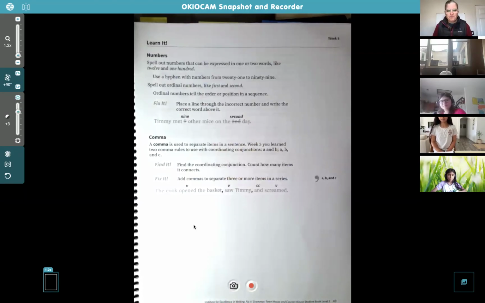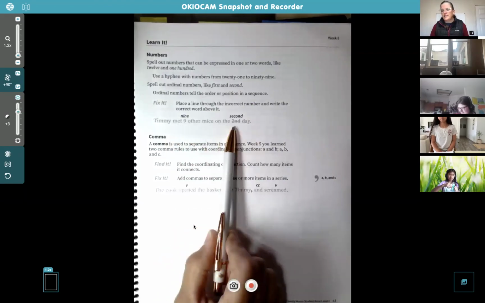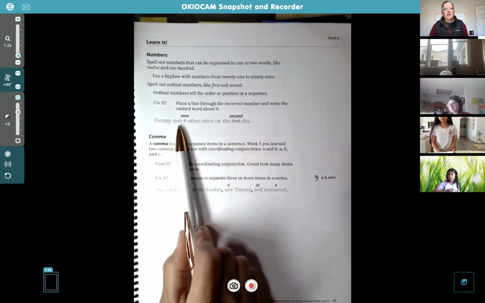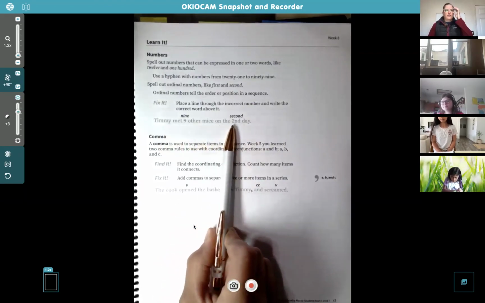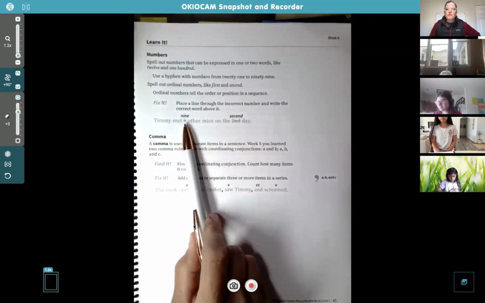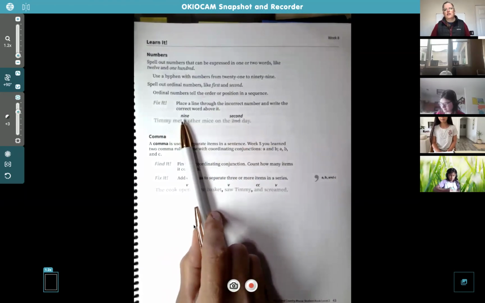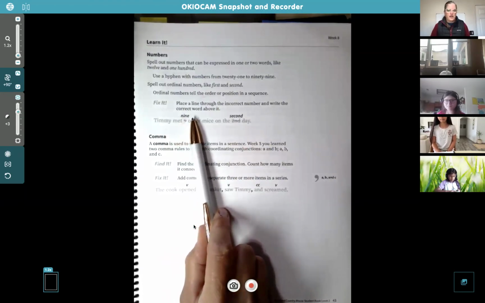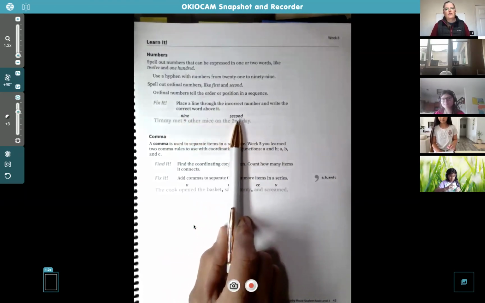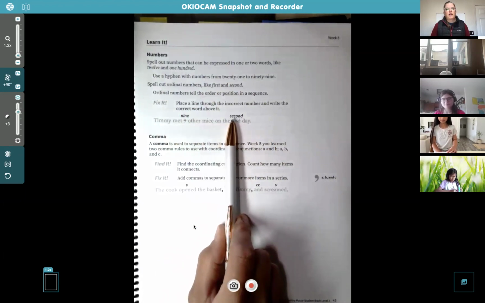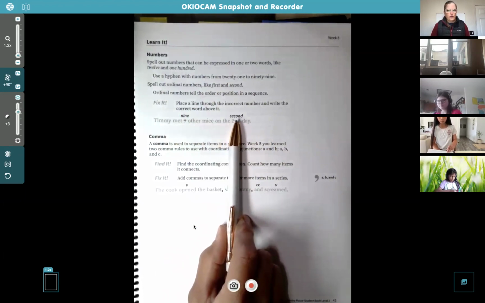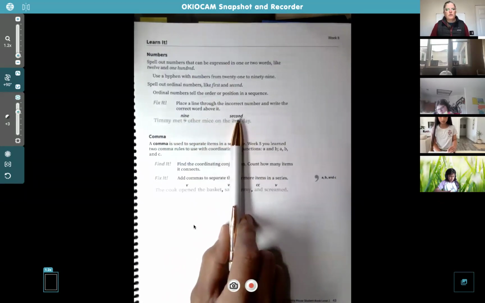Okay, anyway, they're going to put like this example here. Timmy met 9 other mice on the second day. Instead of the number or the numeral 9, you're just going to cross it out and write the word 9 above it. And then for the word second, you're going to spell out second. So those are ordinal numbers. Those need to be spelled out too.